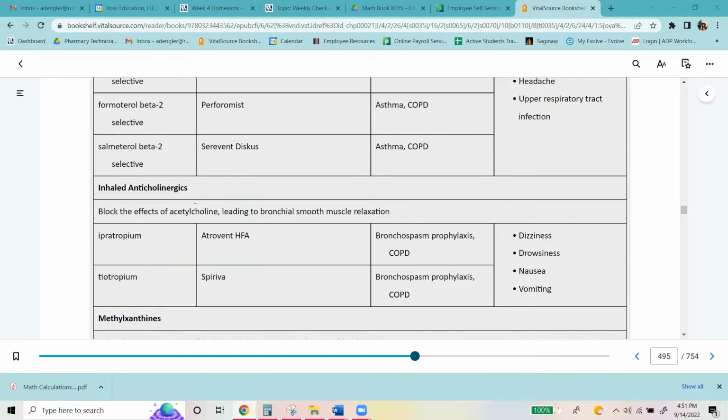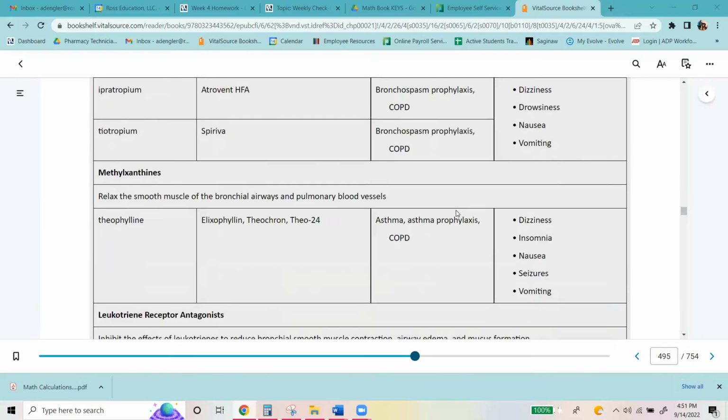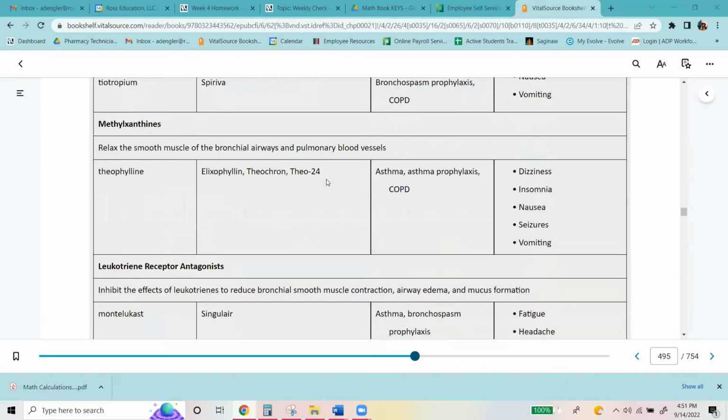We have inhaled anticholinergics. They block the effects of acetylcholine, leading to bronchial smooth muscle relaxation. We have Atrovent HFA and Spiriva. Spiriva is a little capsule that gets put into an inhaler and inhaled. We have methylxanthines like theophylline. They relax the smooth muscle of the bronchial airways and pulmonary blood vessels.